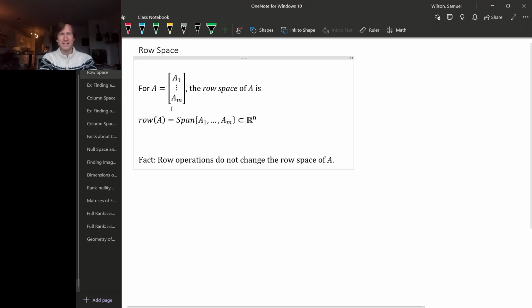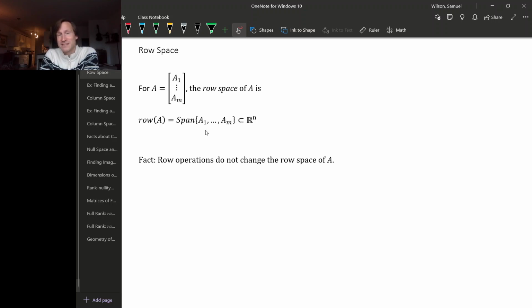So for the row space, if we name all the rows A1 through Am, then the row space is the span of all the rows, which lives in Rn. And it's actually a fact that these elementary row operations that we have done to solve linear equations don't actually change the row space of the matrix. And that's not totally obvious, but it's not that hard to prove either.